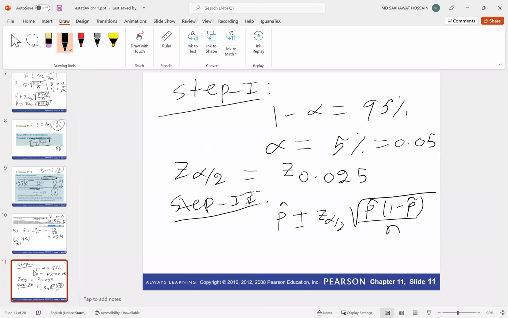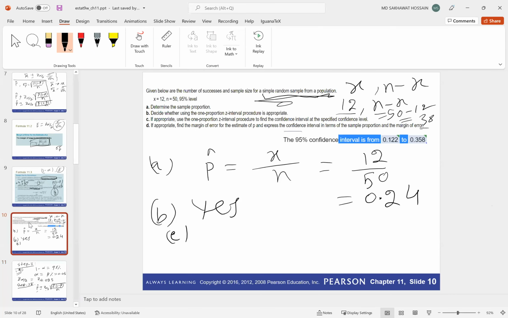So now we have all the information. We have p hat. We can find the z alpha over 2 for 0.025. I think this is 1.96, but you can find it from the table. So you will plug in all these numbers: p hat, z alpha over 2, and the sample size n is 50. You will plug in all the numbers and simplify it. Then after that, you will get these two numbers.